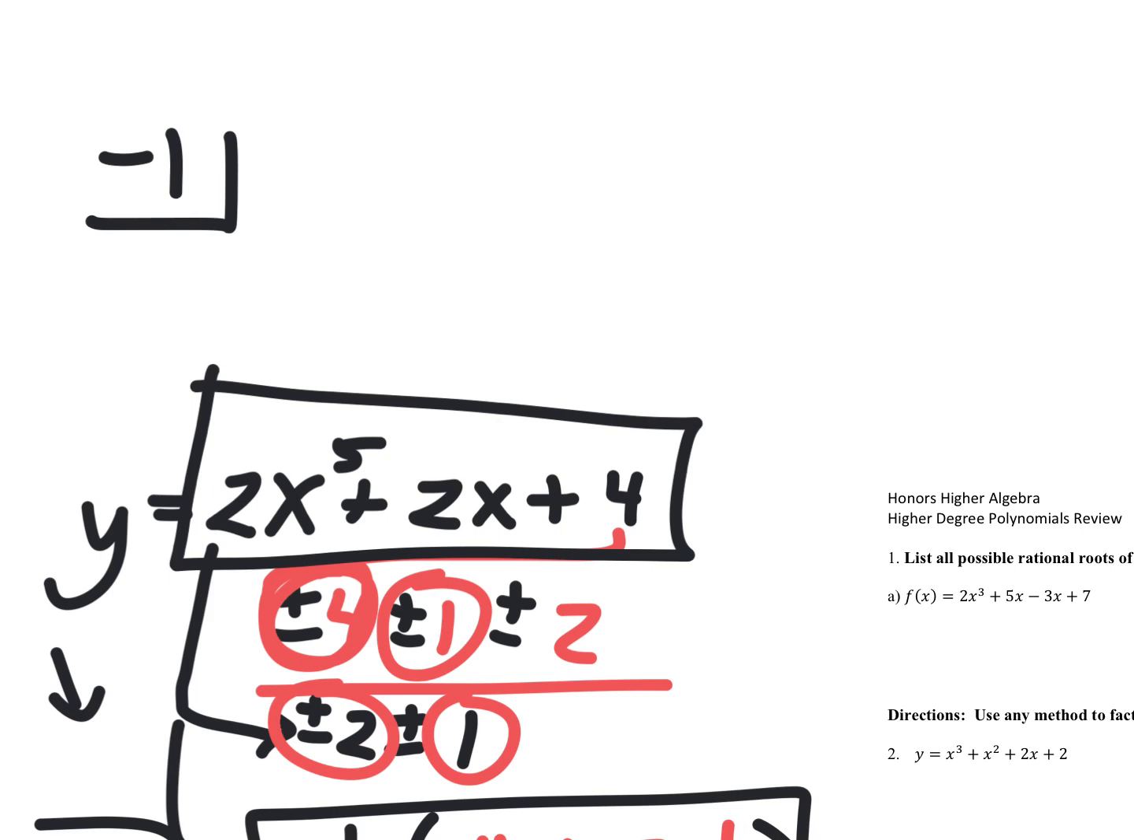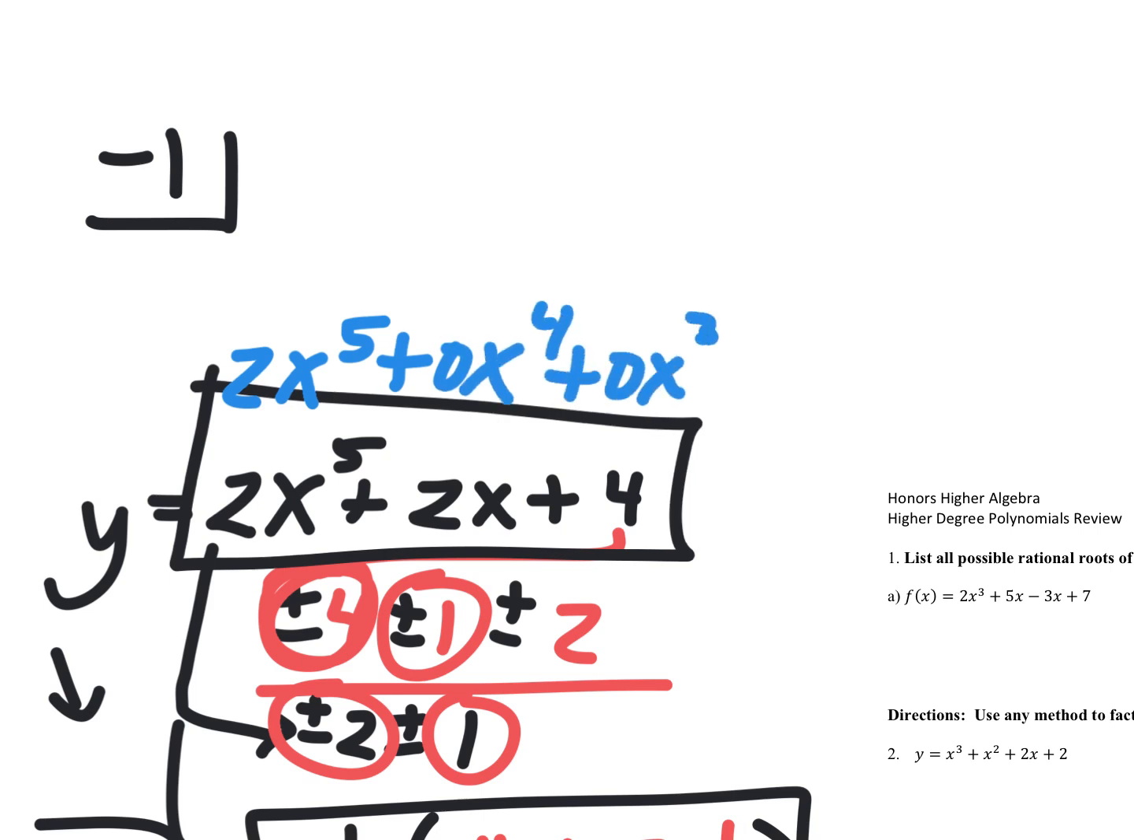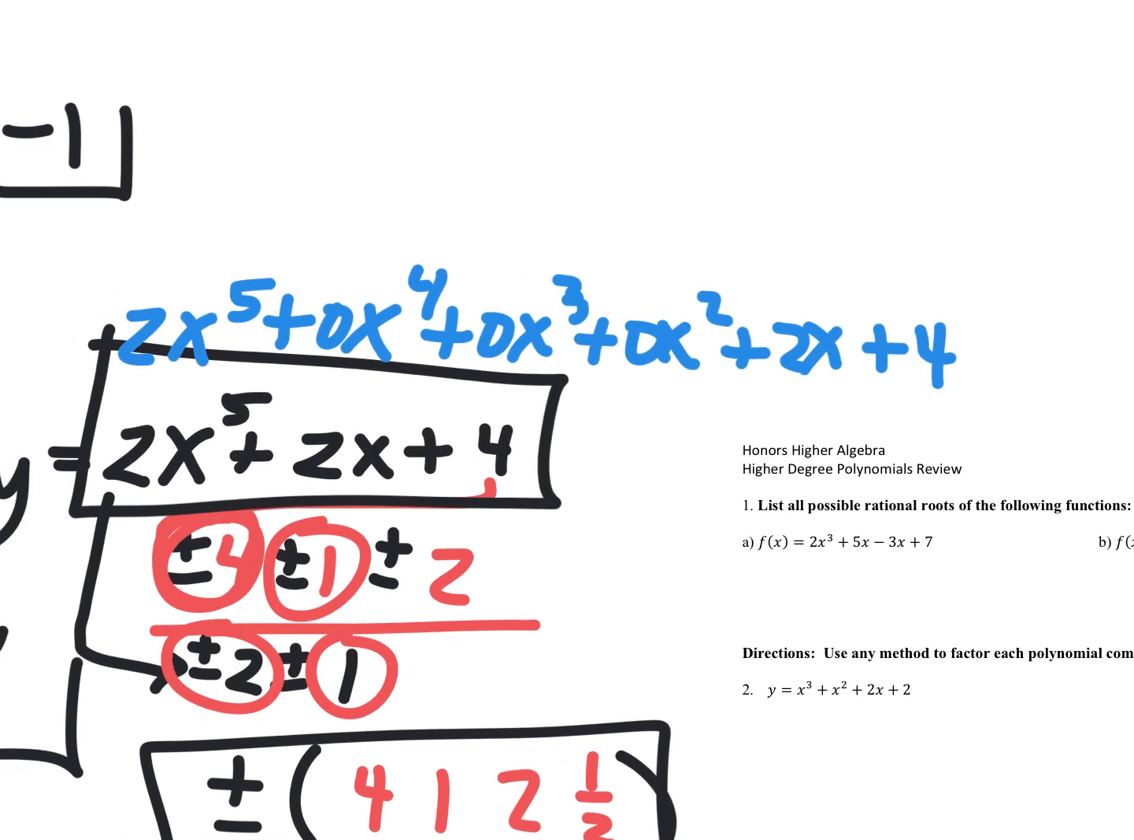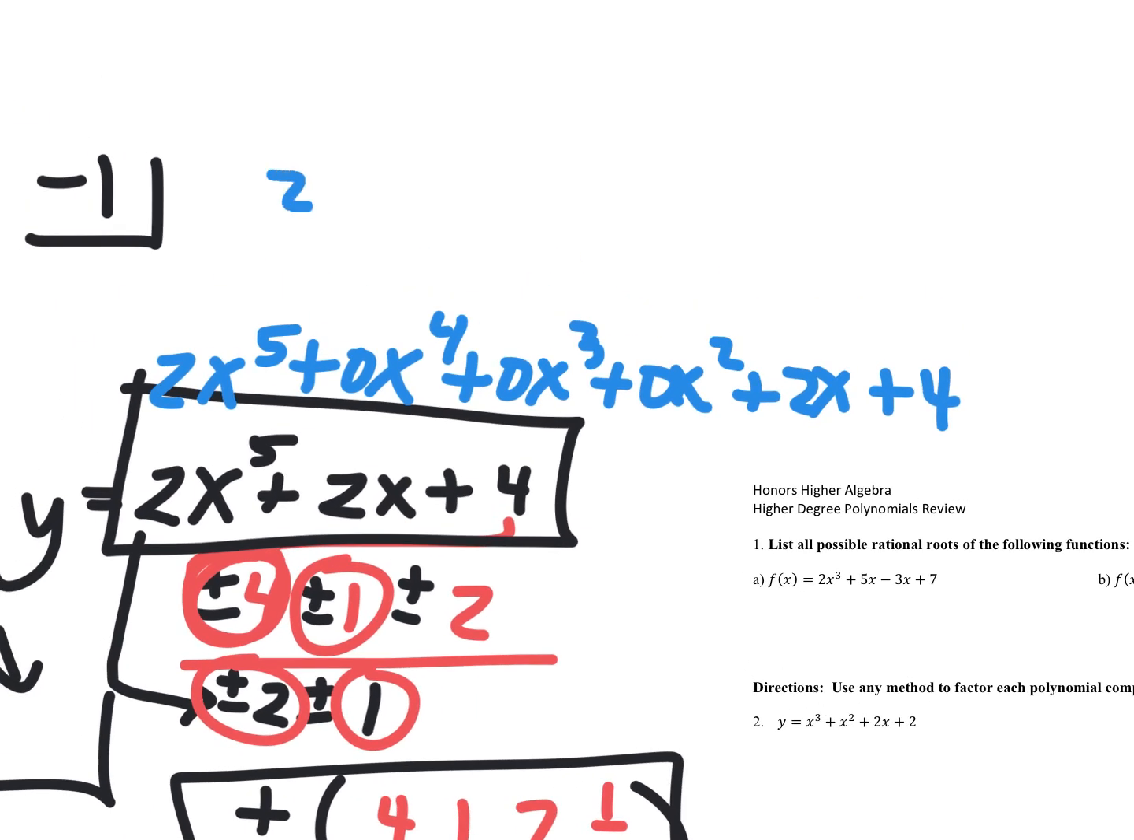Is there missing terms? Oh, yes, there is. This is really 2x to the 5th plus 0x to the 4th plus another 0x to the 3rd plus another 0x to the 2nd. Finally, there is some x to the 1st. There's 2x to the 1st, and then there is a 4 at the end. So you should be checking 2, 0, 0, 0, 2, 4.